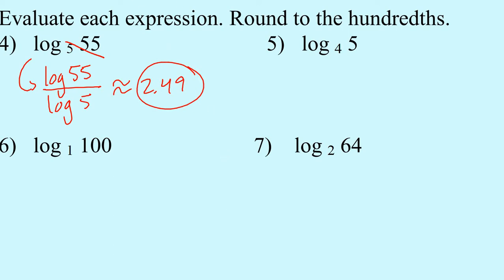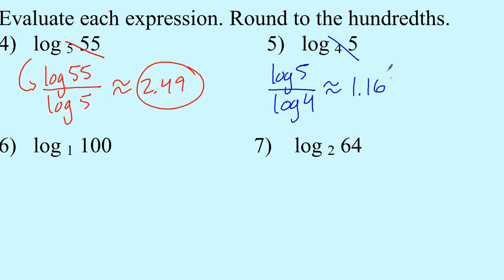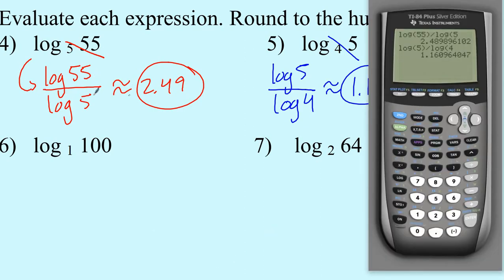Okay, again, let me show you again. Number 5, we do log of 5 over log of 4. The base goes on the bottom. So log 5 divided by log 4. 1.16. Now that's how you do the change of base formula.